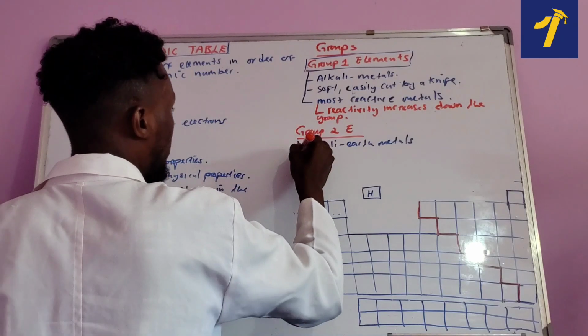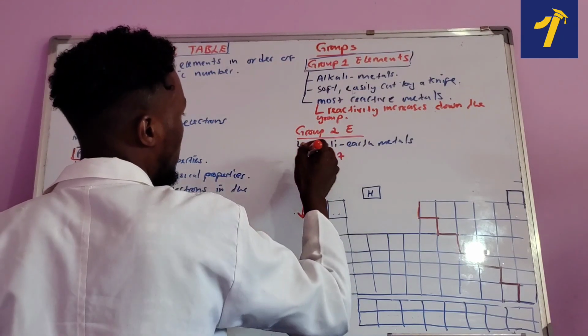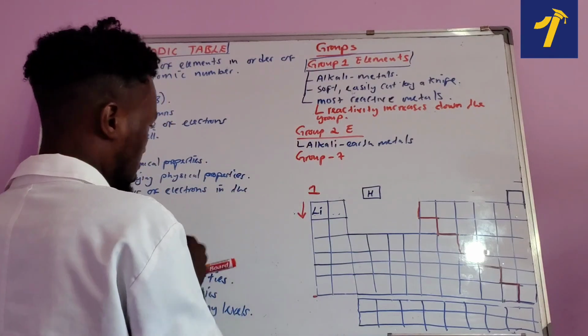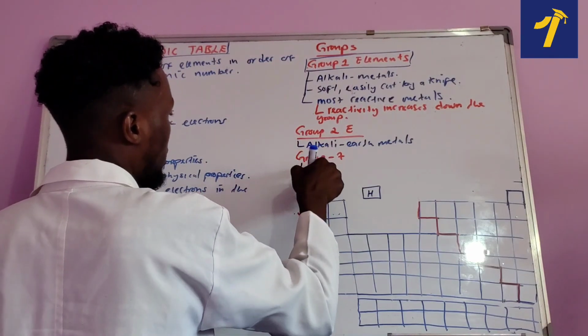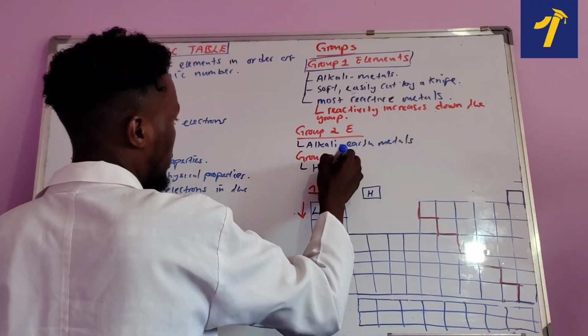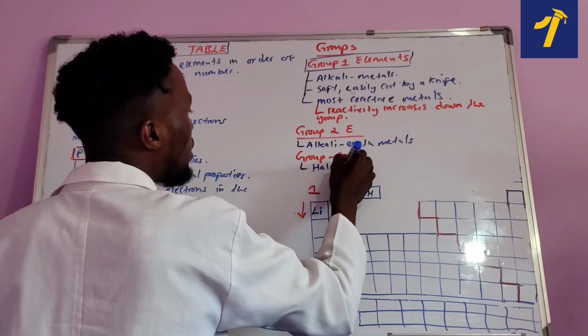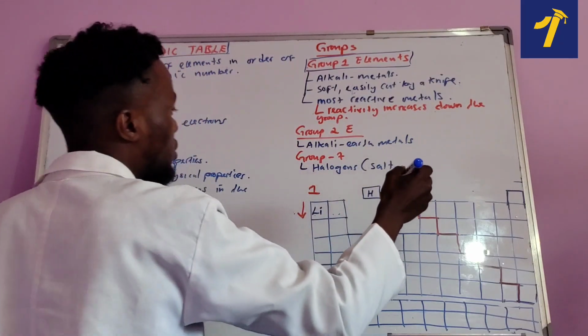Then you go to group 7. Okay, so group 7, these are also called what? These are also called halogens. Or the other term that they use is what we call salt formers.